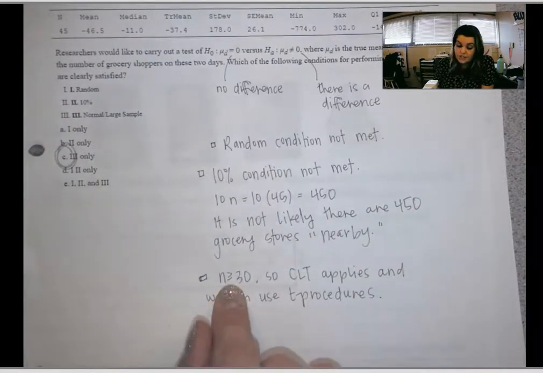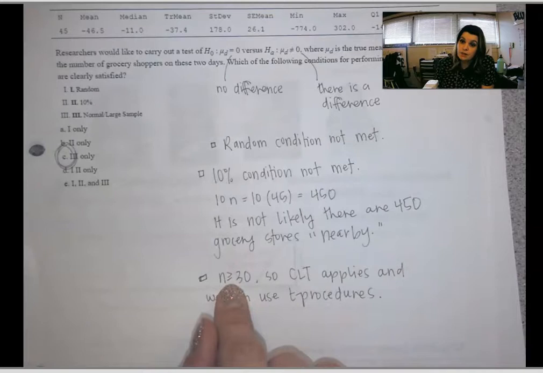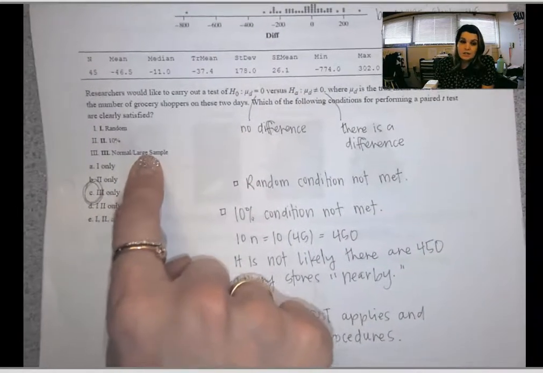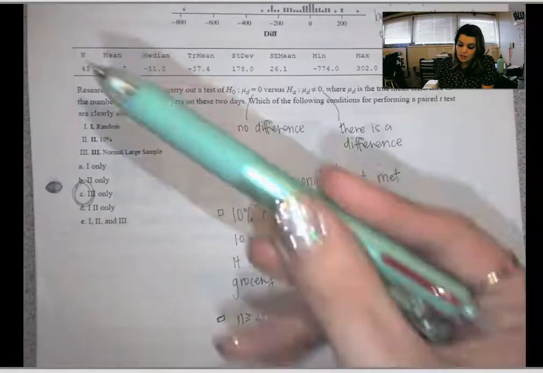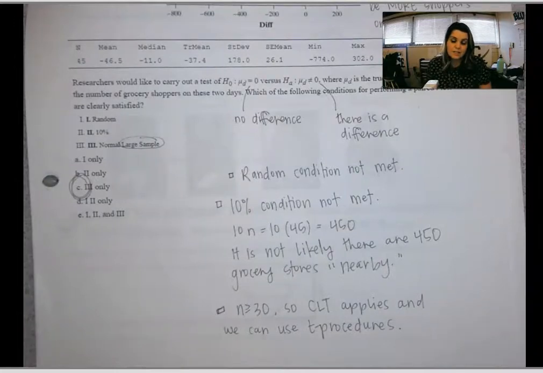But our sample size is big enough. It's greater than or equal to 30. So the only one that's met is the normal large counts condition, and really it's the large sample condition that's met. So this is C as in cat only.